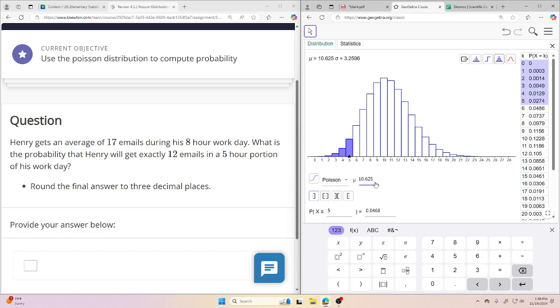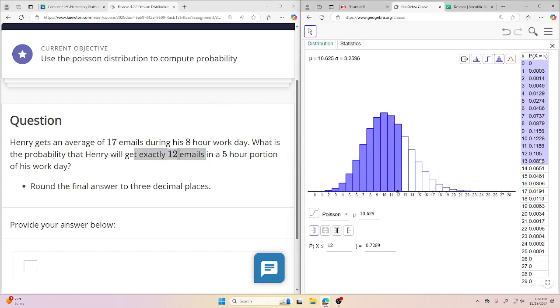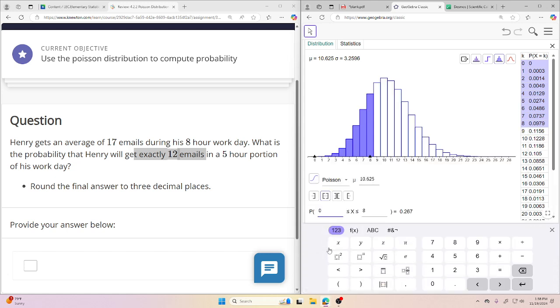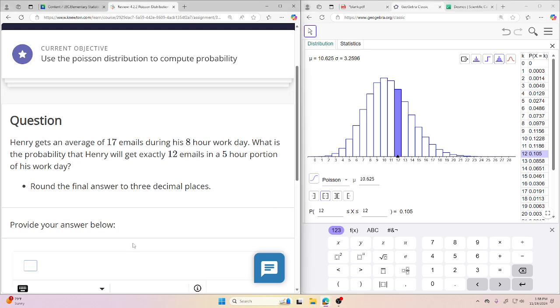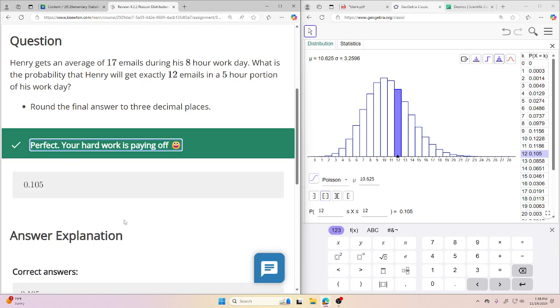Okay, awesome. And then it says how many? Exactly 12. We can actually just click on it, or we can just look. You don't have to click. Just look right there. 12, right? If it's exactly, it's literally that number. Or you could do 12 to 12. That's another way to do it here. I don't really recommend it, but you can, right? 12 to 12. So there it is. 105. There we go. Cool. Awesome.